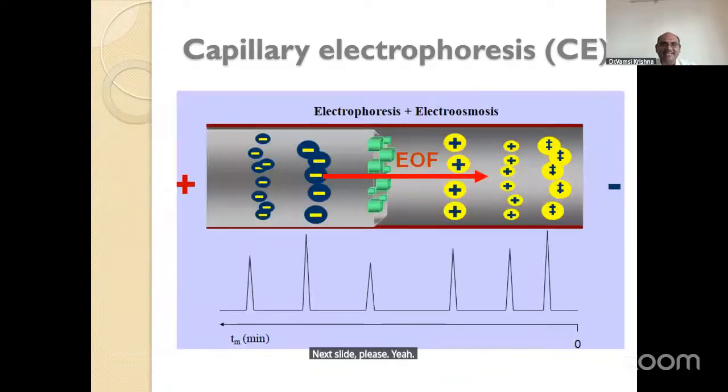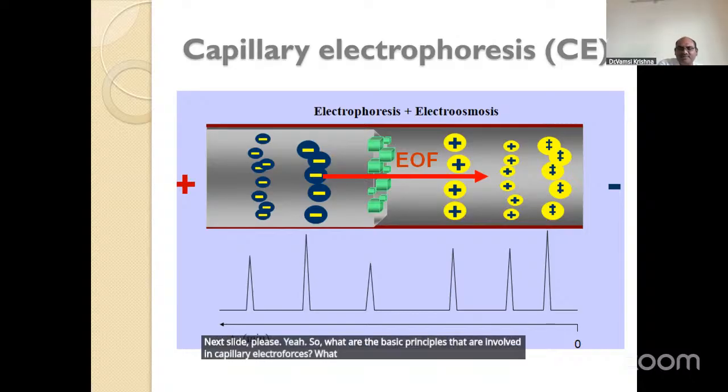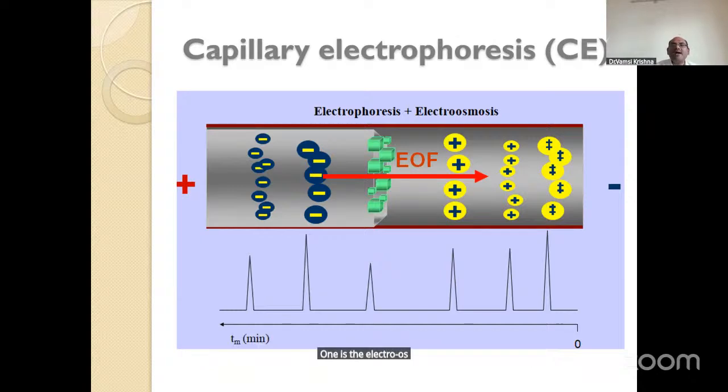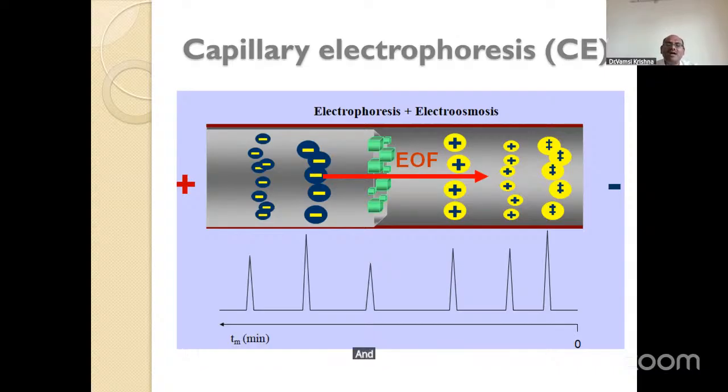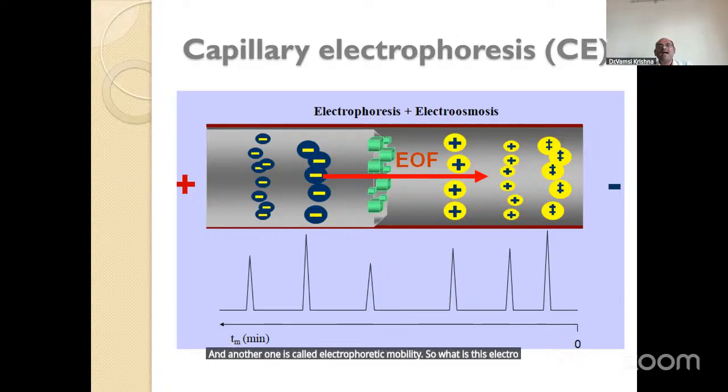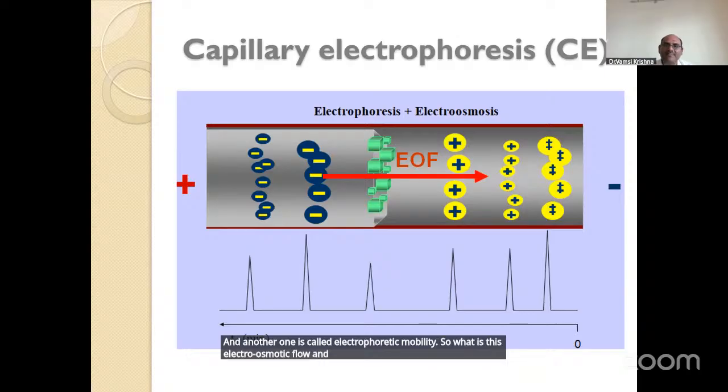So what are the basic principles involved in capillary electrophoresis? Two things we observe: one is electroosmotic flow, and the other is electrophoretic mobility. These are the two principles involved in capillary electrophoresis. So what are electroosmotic flow and electrophoretic mobility?